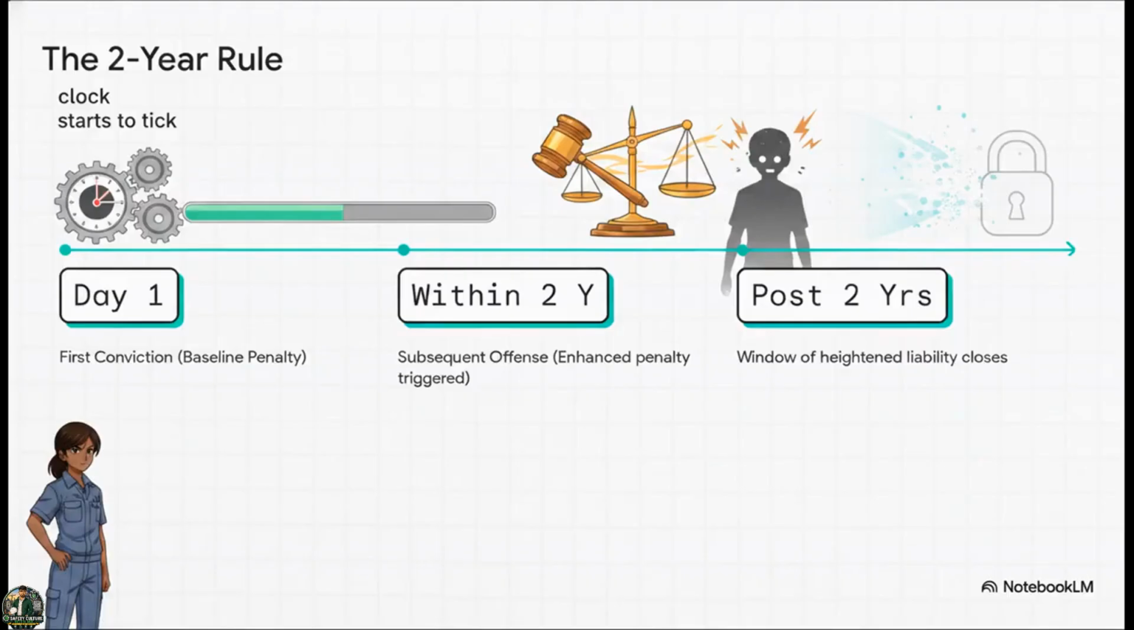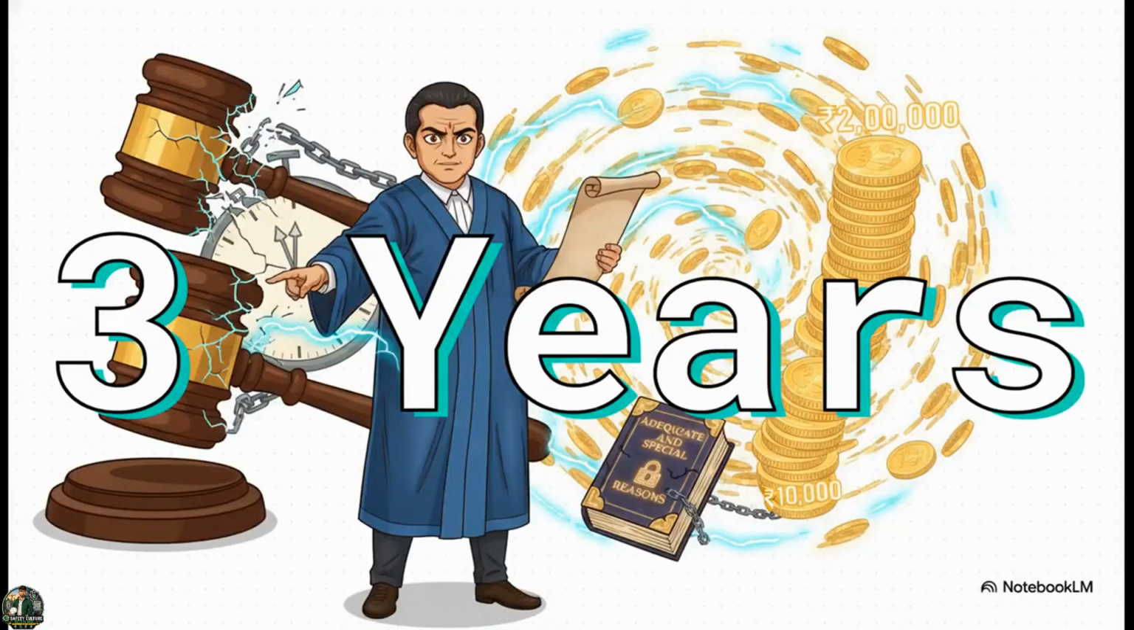Well, the law has a built-in memory. An enhanced penalty kicks in if a person is convicted of the exact same offense within 2 years of their previous conviction. The clock starts ticking the moment they're convicted, creating a strict 2-year window of heightened liability. If they're caught repeating the offense within that 2-year window, the maximum imprisonment jumps from 2 years up to 3 years.